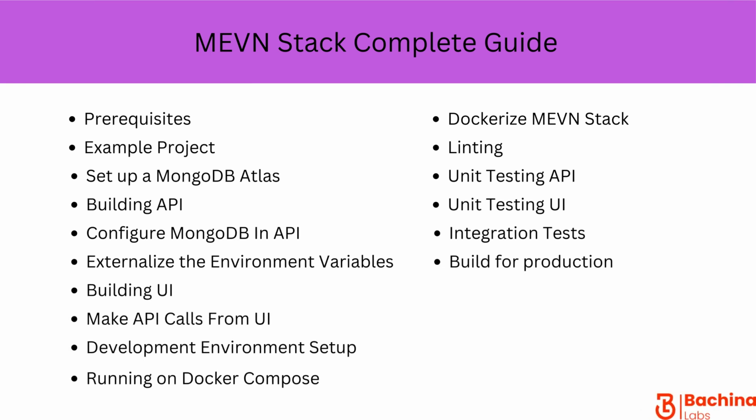Okay, we have seen the main stuff so far: development environment setup, Dockerization, Docker Compose, and what are all the technologies that are covered in this stack. So we have covered all those, but there is a lot more when it comes to developing a full stack web application. There is MongoDB, and there is the configuration of MongoDB in our API, externalizing environment variables, building your UI interfaces, and running all this setup on Docker Compose, unit testing your API, unit testing UI, integration tests, and how you build your stack for production. So there is a lot more, and don't worry, we're going to cover each and every point here as a separate episode in detail. So stay tuned.